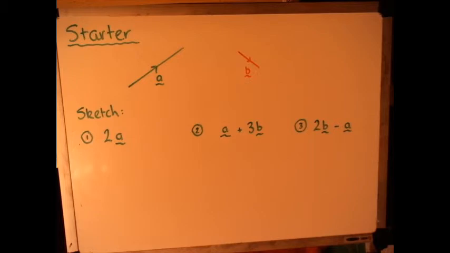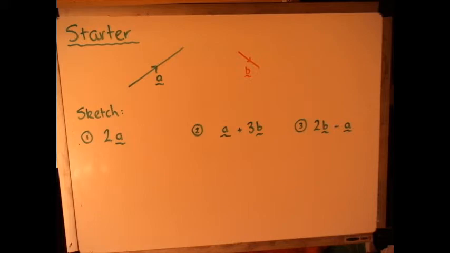So you'll see I've given you here two vectors. We've got vector A and vector B. I would just like you to quickly sketch three vector diagrams to represent the vectors 2a, a plus 3b, and 2b minus a. So if you maybe pause the video now, have a go at doing that, and then I'll reveal the answers just in a few seconds.